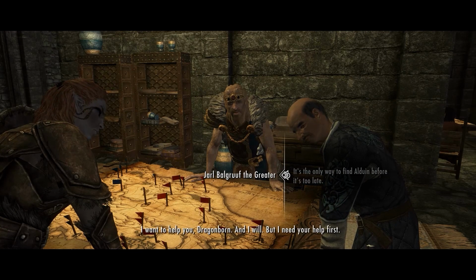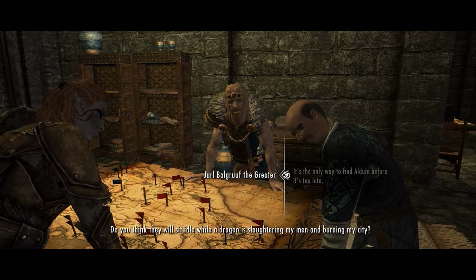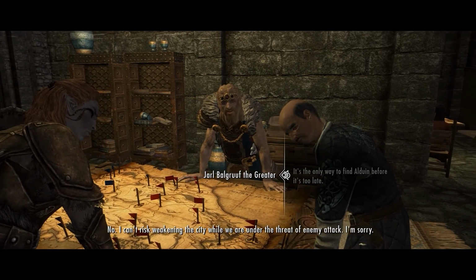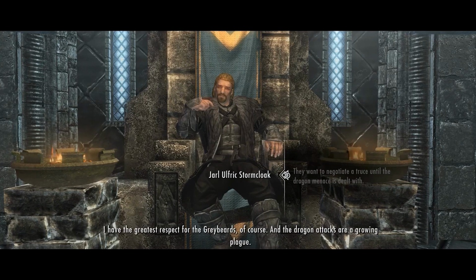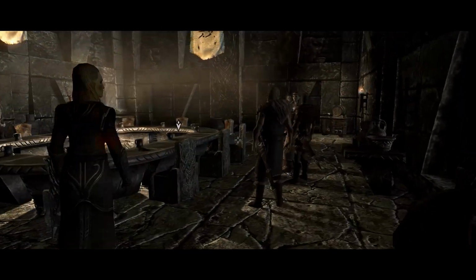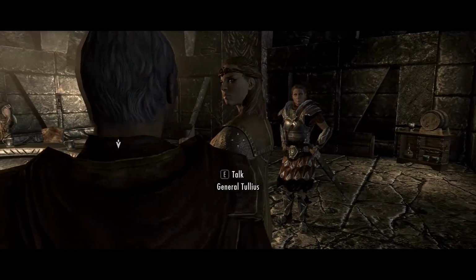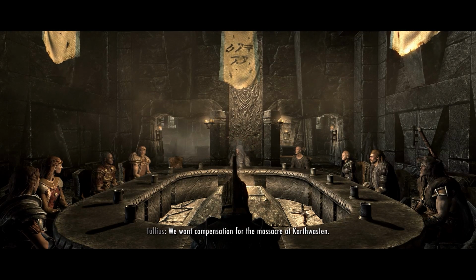Jarl Balgruuf refuses to help us because Whiterun didn't choose a side in the civil war, so the Empire or Stormcloaks can strike at any moment. That is the reason why he cannot devote more guards to help us. He decides that we need to start truce talks at Greybeard's keep so he could support our idea of capturing the dragon. We convince both the Imperial General and the rebel leader to come to the meeting place. At the meeting, we have an opportunity to give one city to the rebels and one to the Empire, and to recognize the war crimes.